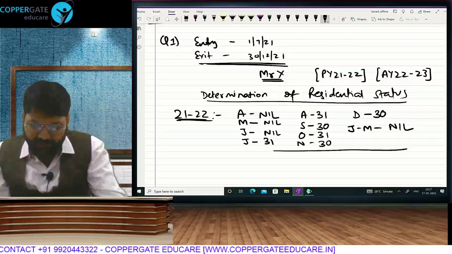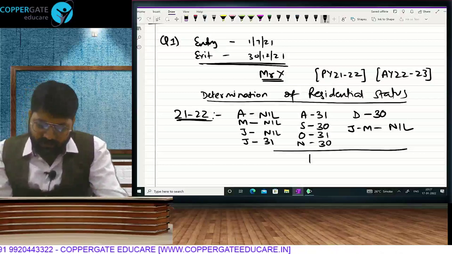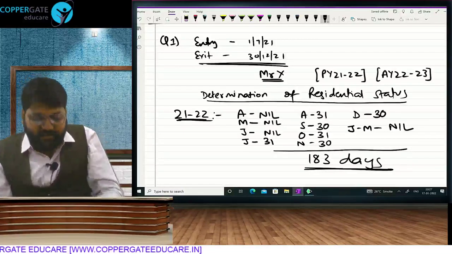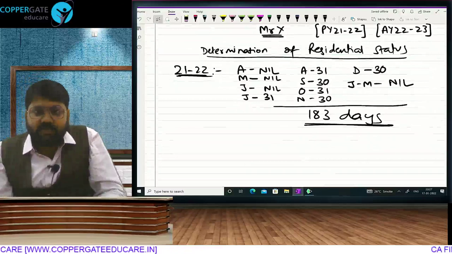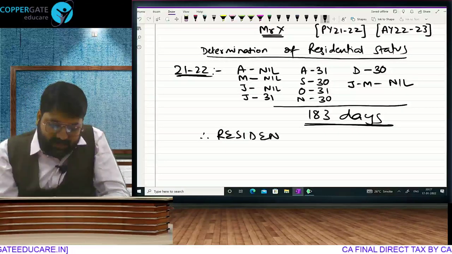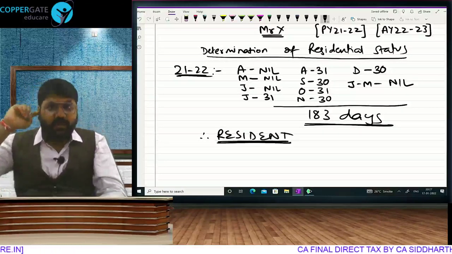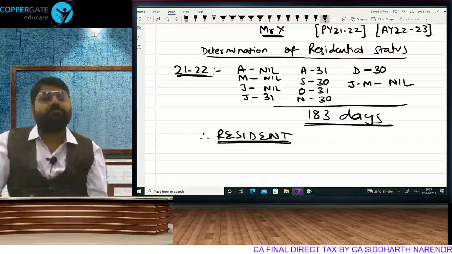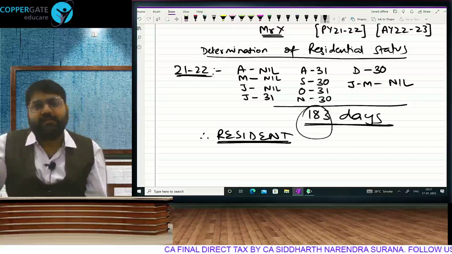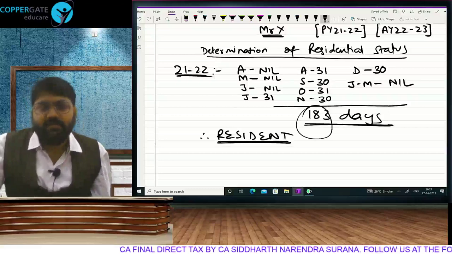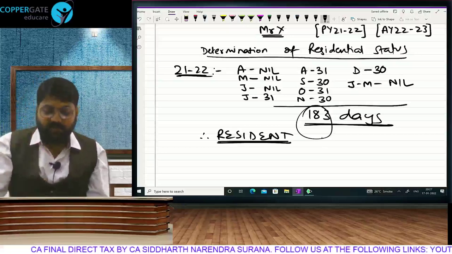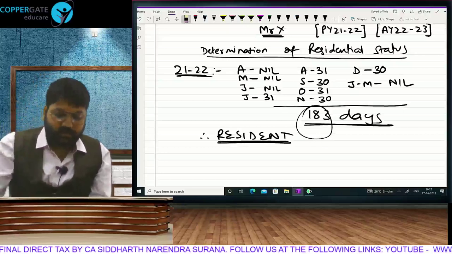Are you sure? I am not checking. 3 into 6, 180 and 3. 183. Once you have stayed in India for 183 days, that means you are? At least the answer to step 1 is clear that the assessee is resident. And if the assessee is resident, then we have to go and perform step number 2. Supposing this was not 183 days, this was only 38 days, then our question is over here itself. Assessee is non-resident. But if the answer is resident, then we have to go and check additional conditions. Yes or no?